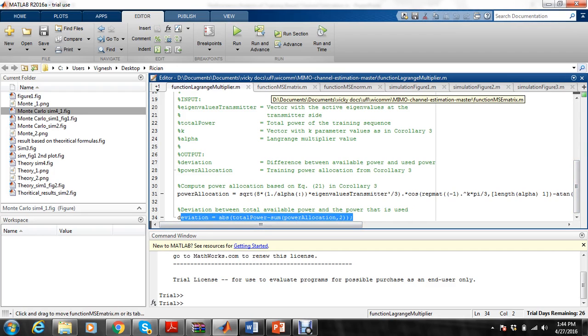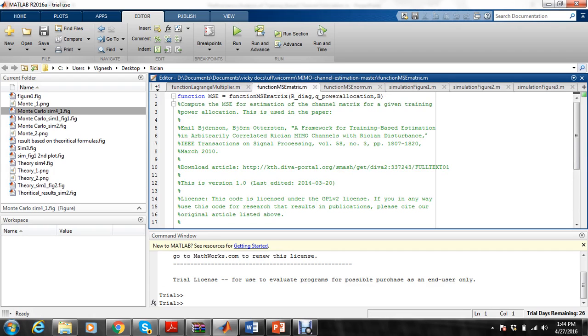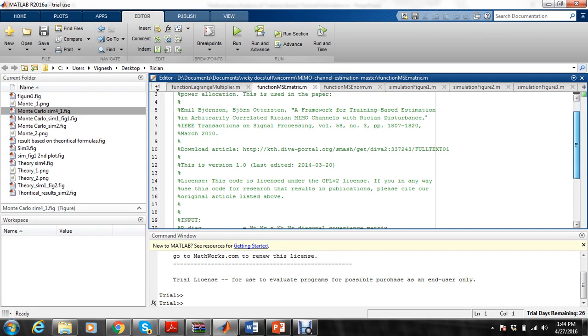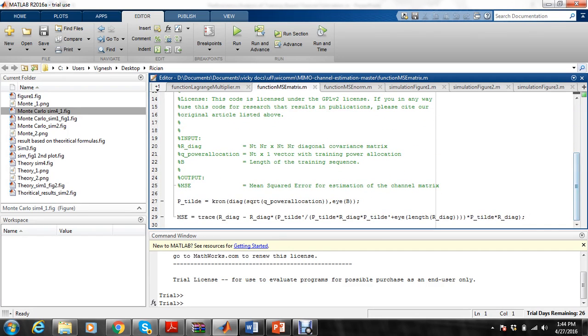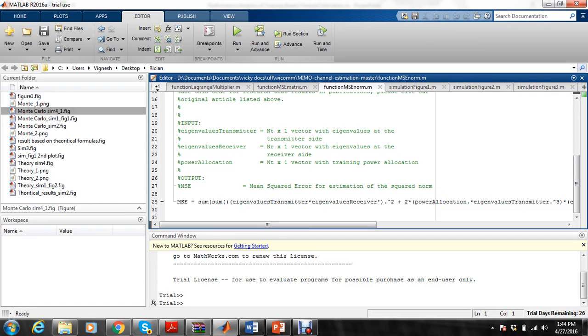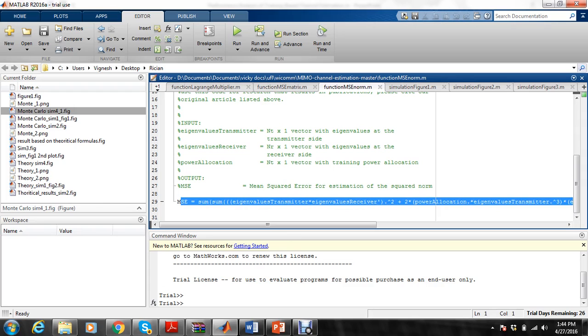The next function is to determine the MSE, that is function MSE matrix. MSE is defined as the trace of the CMMSE matrix, and then that is averaged over a length of y. So this formula realizes the MSE, and the third function written was to find the MSE normalized, which is the sum of all the eigenvalues and as a function of power allocation.